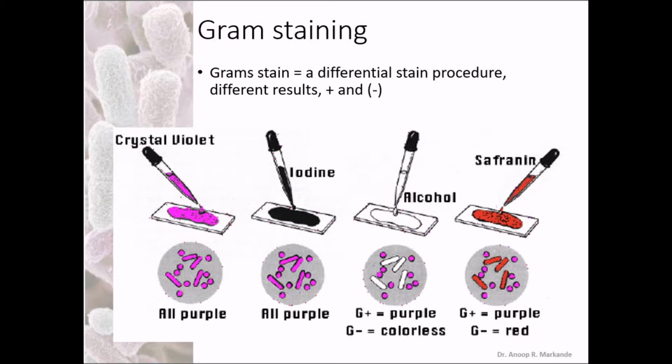Hence, addition of a secondary stain, safranin, will increase the coloration and differentiate the colorless bacteria from the bacteria with the initial crystal violet iodine complex. Those bacteria which lose their color after alcohol are called gram negative, while those bacteria which retain the color of crystal violet and iodine after a decolorizing agent like alcohol, because of their thick peptidoglycan layer, are called gram positive.